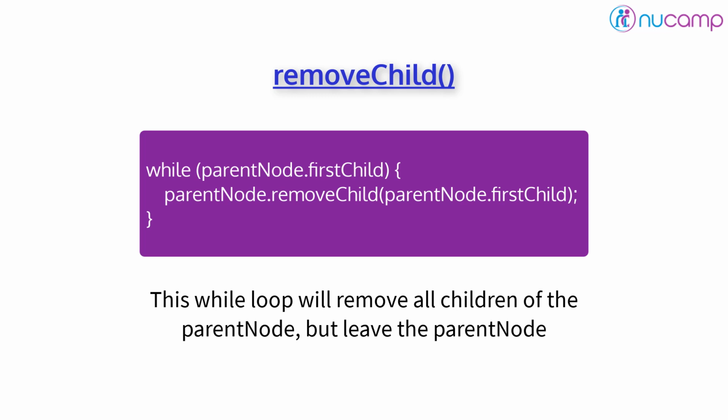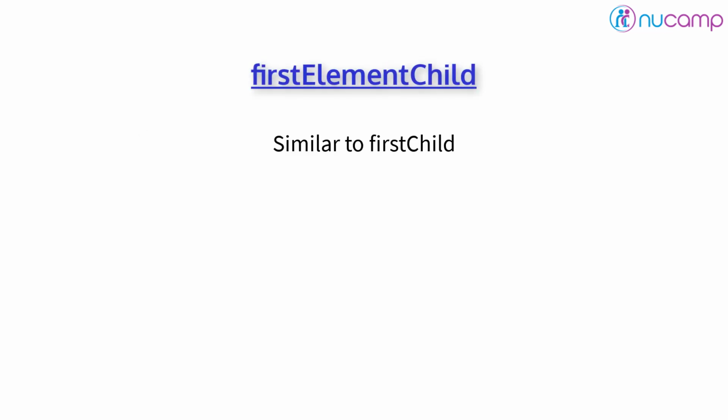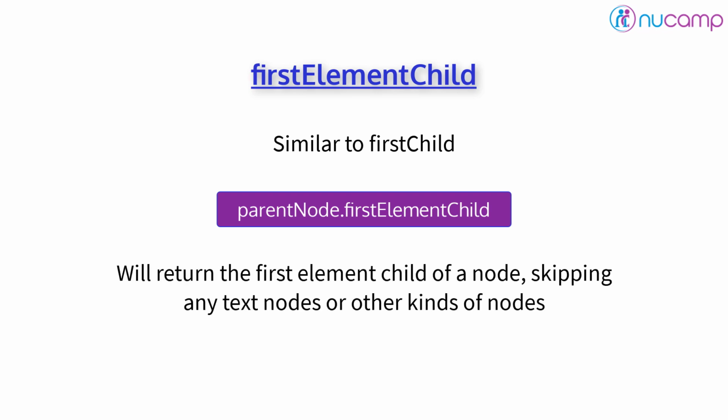There's one more concept I want to go over briefly. Why this is important will become clear during the following demonstration. You already know about firstChild. firstElementChild works in the same way. You use it as a property of a parent node, and it will give you the first element child of the parent node, skipping any text or other kinds of nodes. With that understanding, let's move to the demonstration.